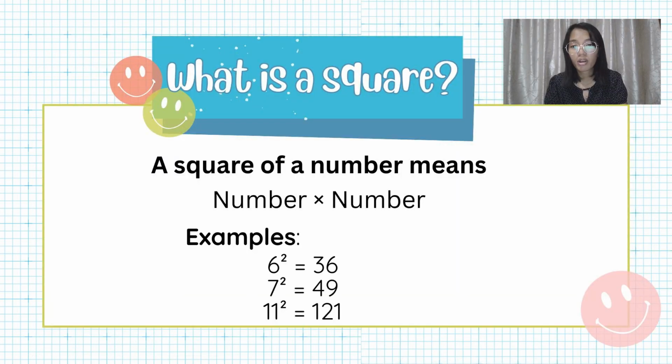So let's refresh our minds about squares. A number squared means multiplying the number by itself. For example, 6 squared is equal to 36 because 6 times 6 is 36. 7 squared is equal to 49 because 7 multiplied by itself is 49. 11 squared is 121. This will help us build sums of two squares later.